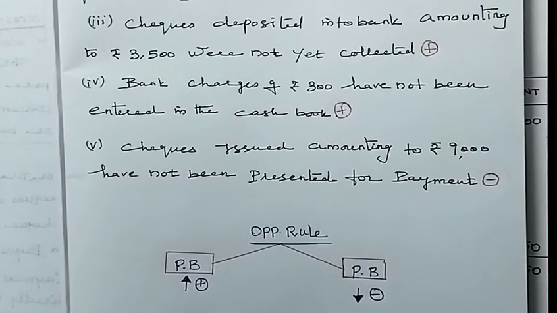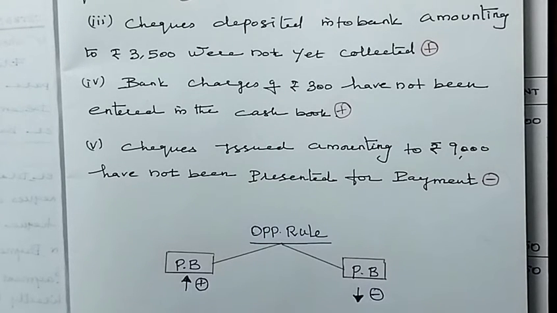Okay, what about the cash book? When the bank statement is received by the business, only then will this entry be made in the cash book. Otherwise, no entry is made in the cash book. Why? Because the business accountant doesn't know that they have taken the charges of 300 rupees for bank charges. So the cash book remains the same because no entry has been made in the cash book.